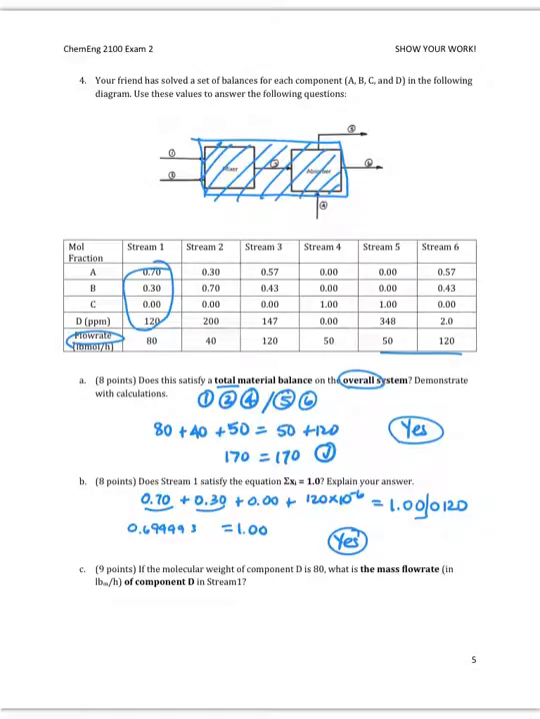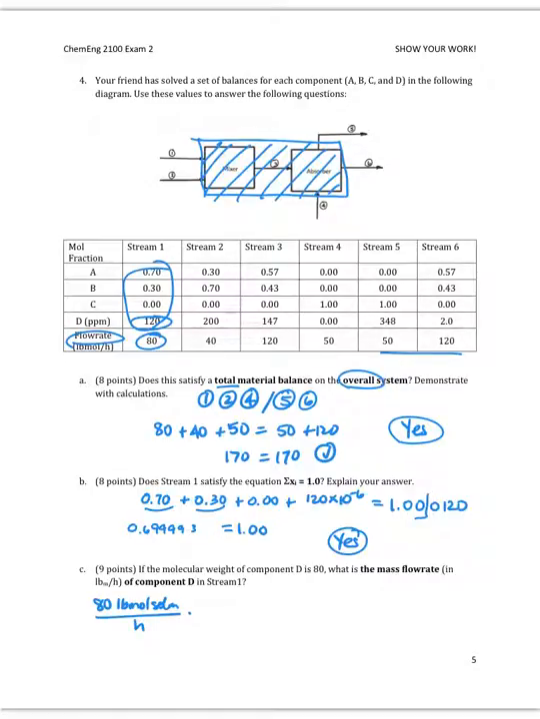Now this last one, I warned you that question 2 from the last test would come back here. And so in this one, we have the molecular weight of component D given, and the mass flow rate of component D is what we're trying to find out. So it's 120 parts per million D, at 80 pound moles per hour. So I have 80 pound mole of solution per hour.